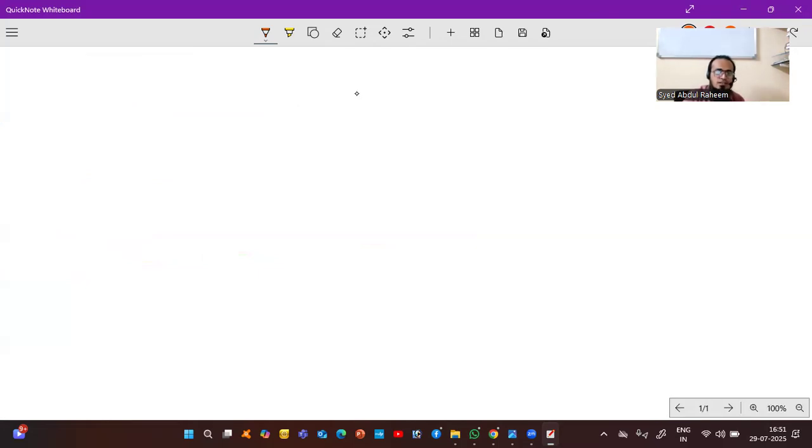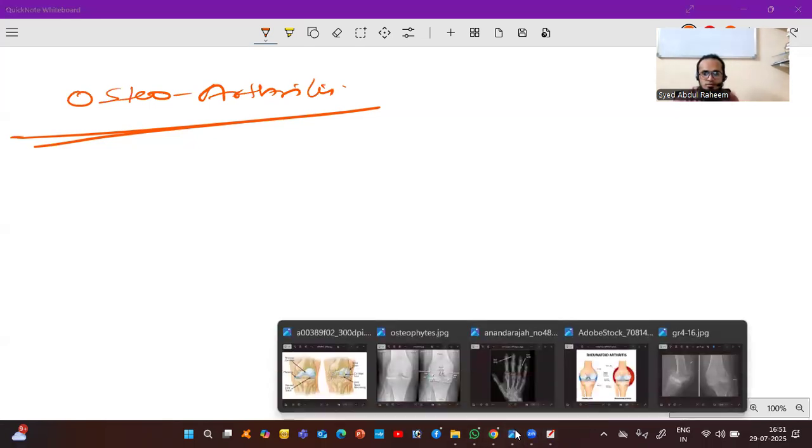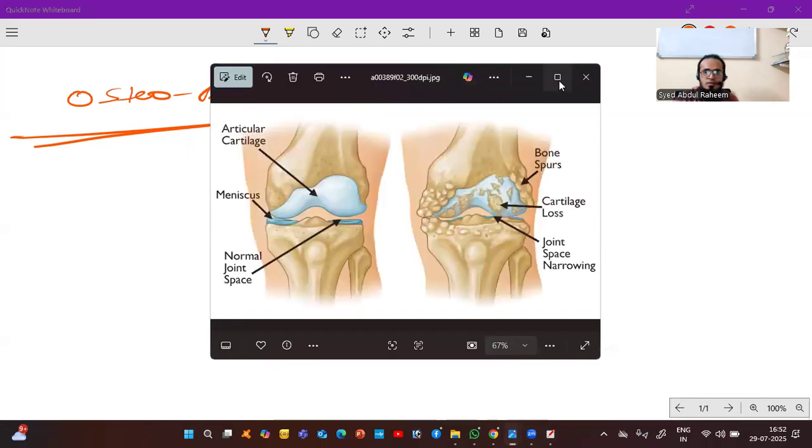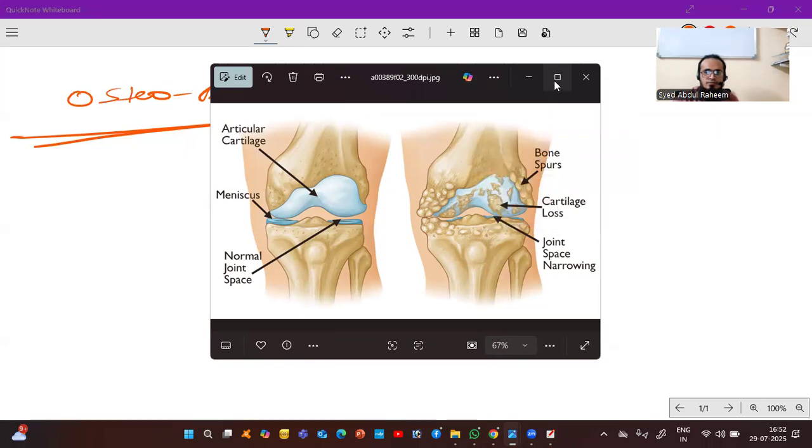So first we will discuss osteoarthritis. We have to remember five things about osteoarthritis. What are the five things? We'll discuss later after seeing this image. You can see this image. This is osteoarthritis.